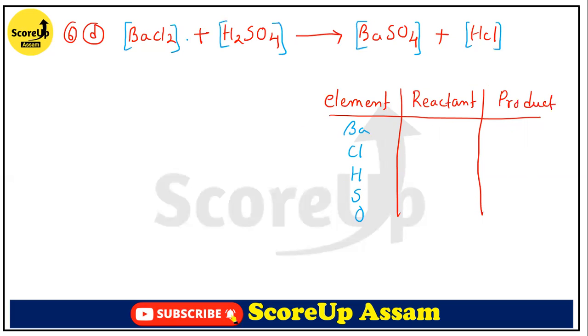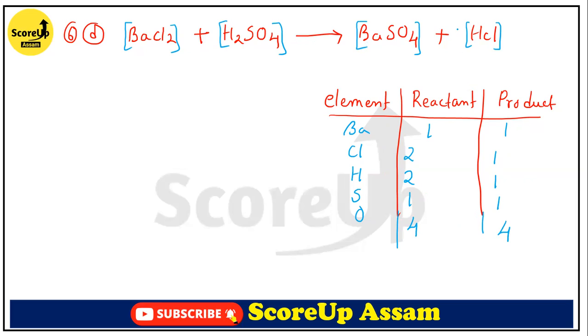Okay. Now here it is one barium, here it is one. On the reactant side and product side, barium is balanced. Chlorine, here it is 2, here it is 1. So on the reactant side chlorine is 2, on the product side chlorine is 1. On the reactant side hydrogen is 2, in the product it is 1. Sulfur is balanced. Here it is one sulfur, here also one sulfur. Now reactant side oxygen is 4, product side oxygen is 4, so oxygen is balanced. Now we need to only balance chlorine and hydrogen.